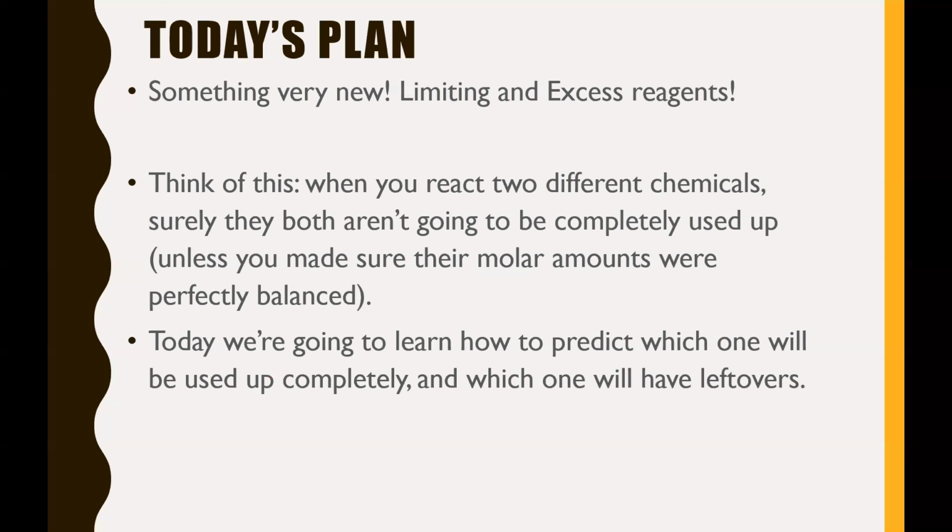So I want you to think of this before we get started. When you react two different chemicals, surely they both aren't going to be completely used up, unless you made sure their molar amounts were perfectly balanced. In other words, when you react two things, chances are you're going to have something left over. There'll be an excess amount of something left over when you're all done, and there'll be something else that'll be used up completely. Not both of them will be used up completely, only one or the other. Today, we're going to learn how to predict which one will be used up completely and which one will have leftovers. That's the whole concept of limiting and excess reagents.